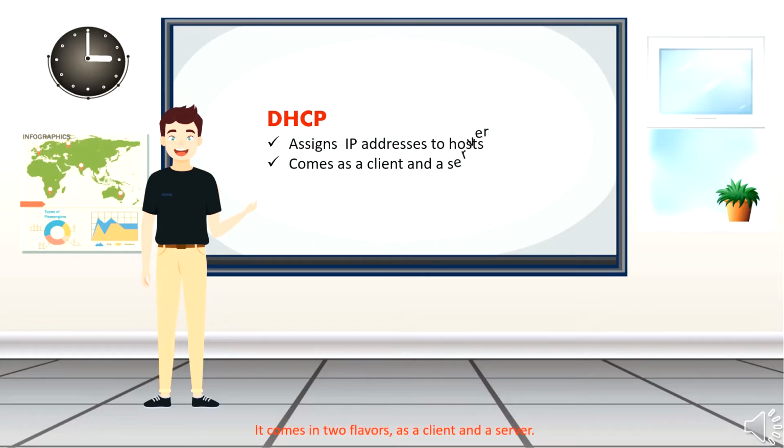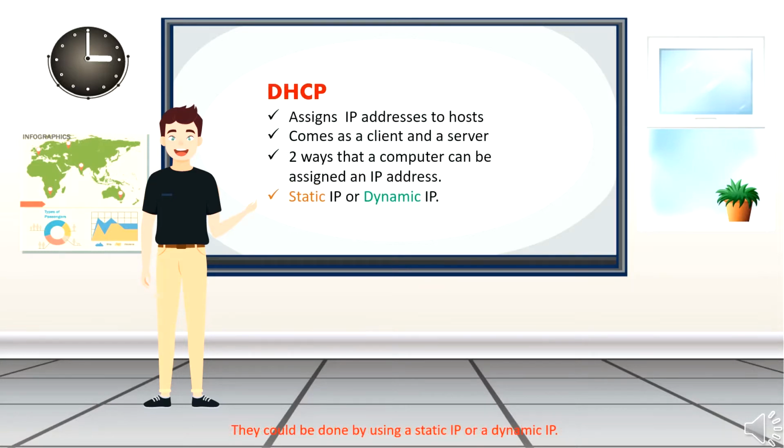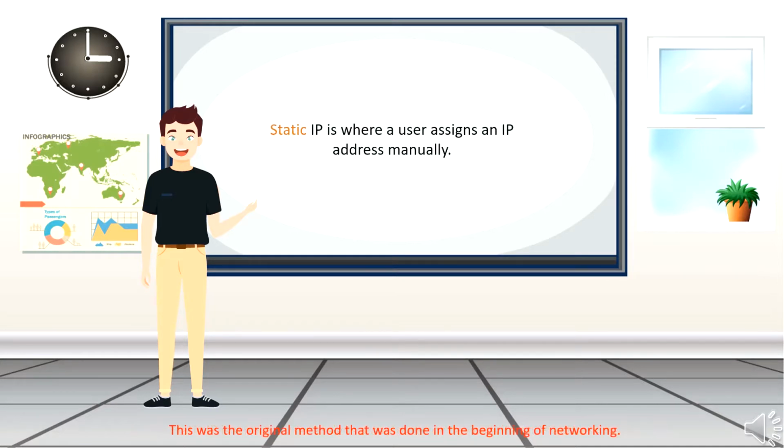It comes in two flavors, as a client and a server. And there are two ways that a computer can be assigned an IP address. They could be done by using a static IP or a dynamic IP. Now, a static IP is where a user assigns a computer or device with an IP address manually. This was the original method that was done in the beginning of networking.